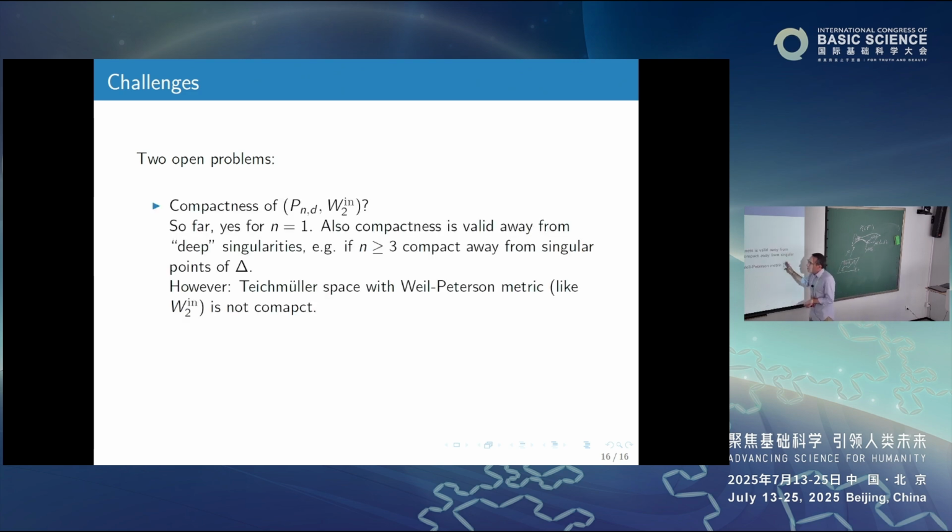So the first one is the compactness. Still, it's not clear. This metric space, the space of polynomials with the W2 inner distance, it is still not clear if it is compact or not. This seems to be a very trivial question, but actually it is not.